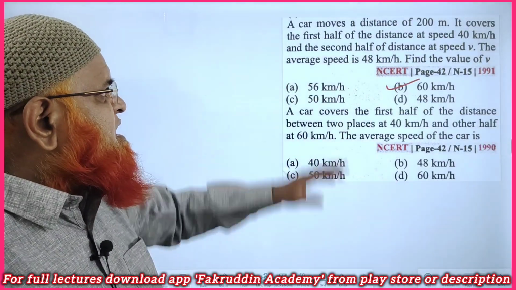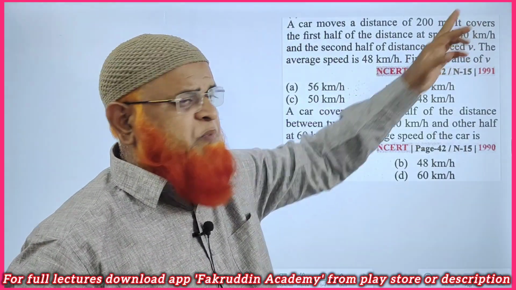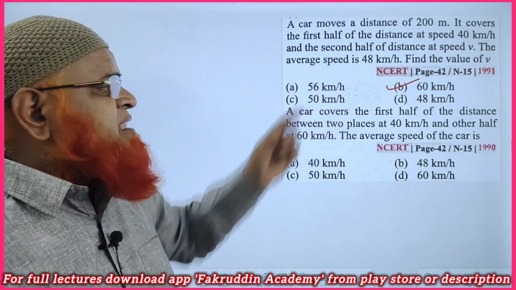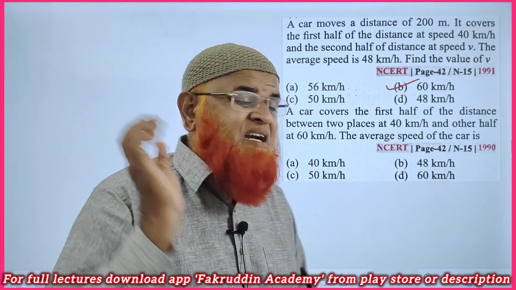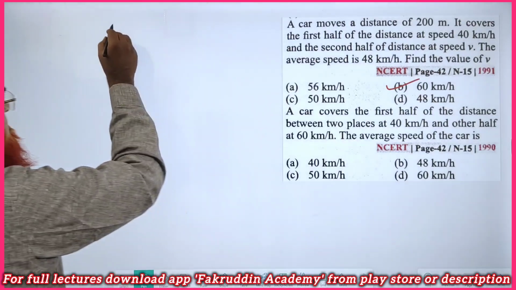There are two problems here. A car travels 200 meters. It covers the first half of the distance with speed 40. For the next half of the distance, the speed is not given, it is taken as v, and the average speed is given as 48 here. So let me write the formula for the first problem.